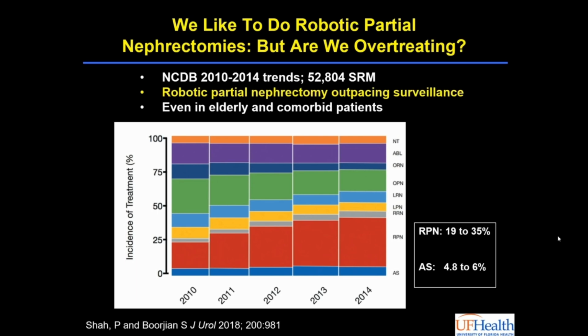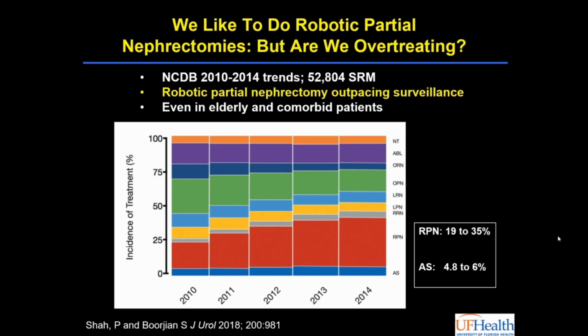But if you look at this data from the NCDB data of close to 53,000 small renal masses that were treated, segregating them in terms of what types of treatments, I want you to focus on the bottom two colors, the red, which is robotic partial nephrectomy, and the blue, which is what's called active surveillance, which is simply a monitoring process in patients that have indolent tumors or tumors that we think would be too high risk to undergo a surgery or intervention because of an elderly state or comorbid medical issues. And we see that surgery is outpacing active surveillance.